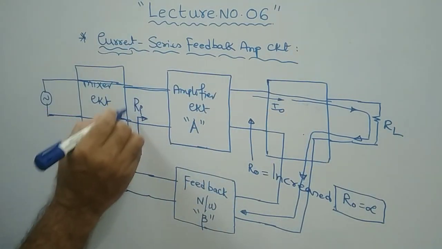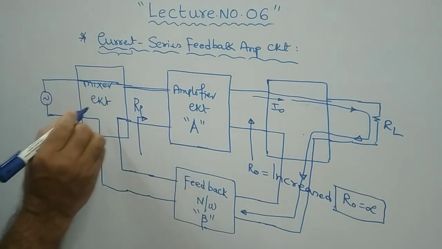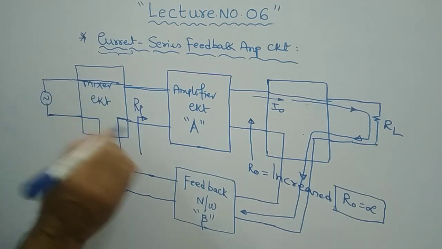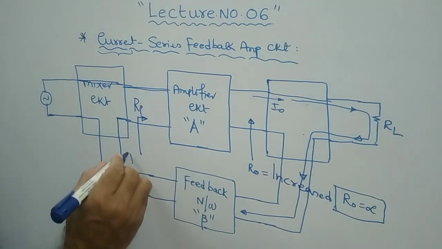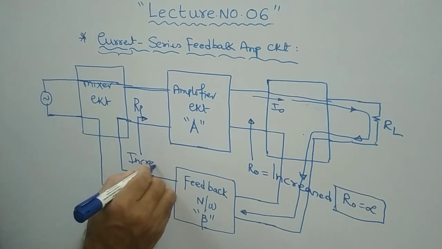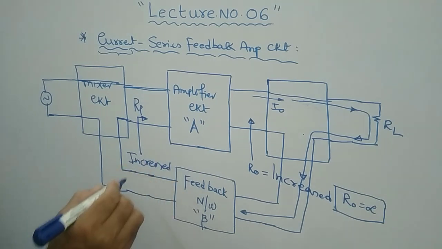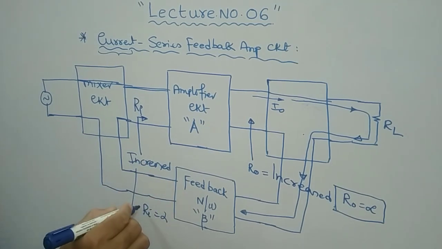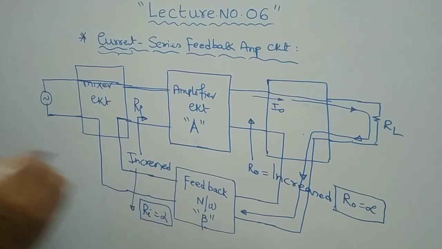Similarly, what happens to the input impedance? Again, what is the connection here? It is a series connection. Because of the series connection, again here your Ri, the input impedance, is also increased. Ideally speaking, your Ri is also infinite.